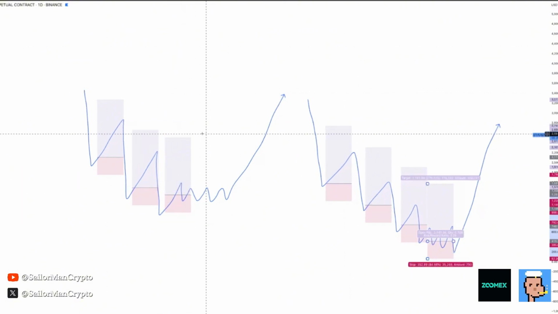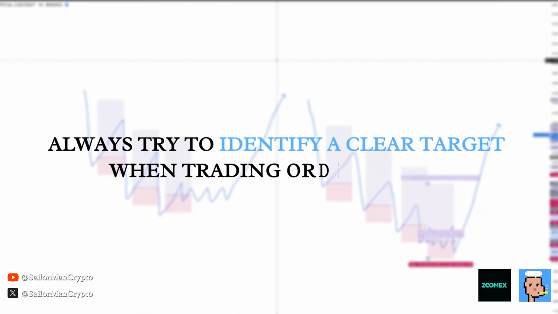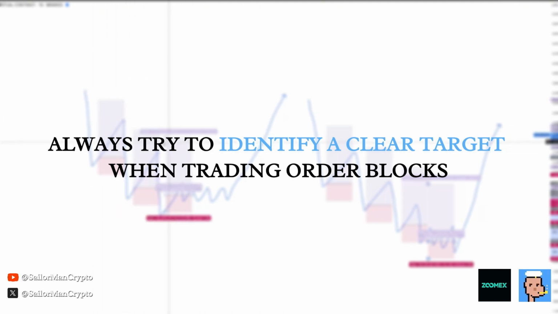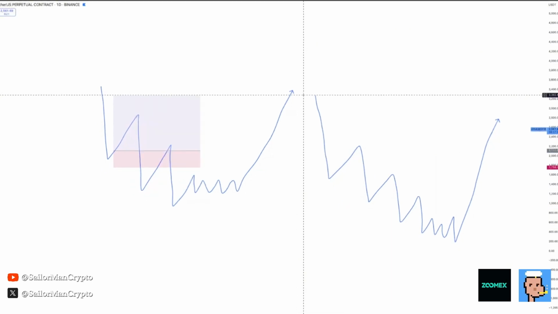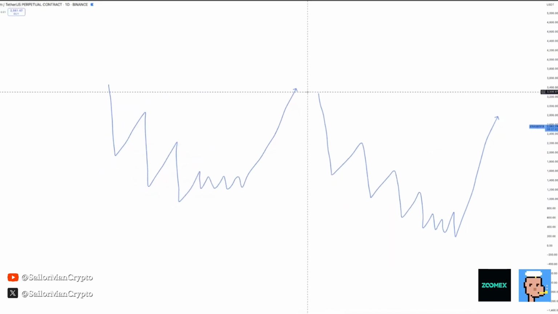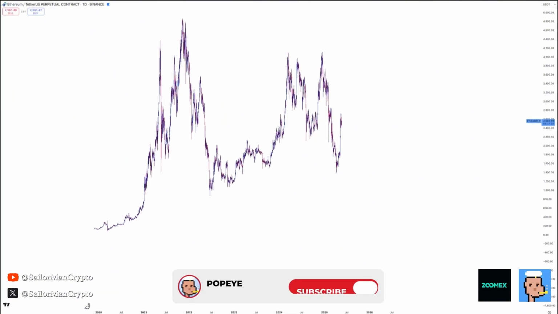The last part, let's say, of the strategy is that the order block should have a clear target. It can be a resistance, it can be a liquidity, and we will see in the chart how we can identify this target. And we will see also more specifically how to trade it clearly. But let me show you some examples so we keep it a little bit more practical.